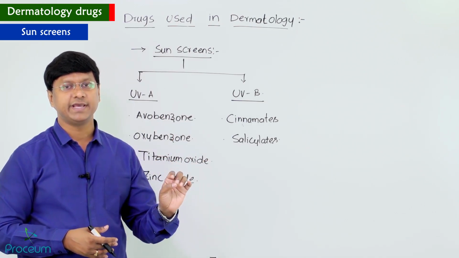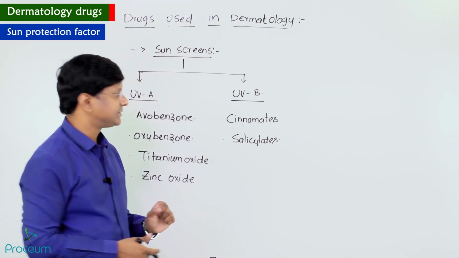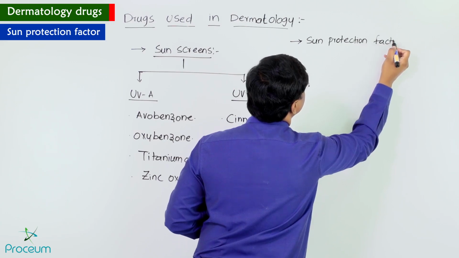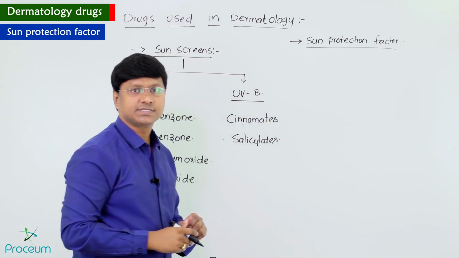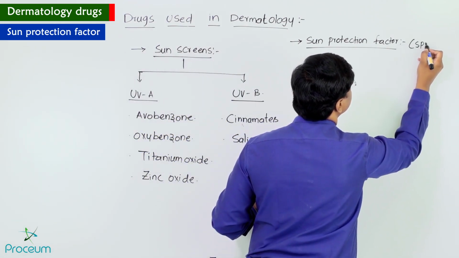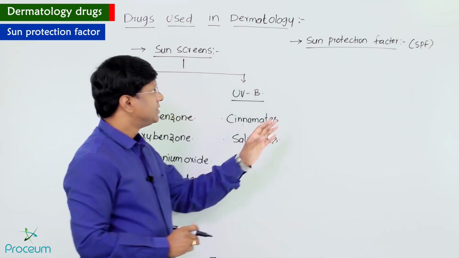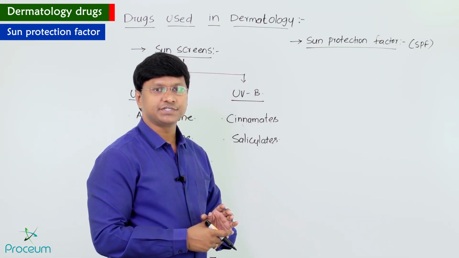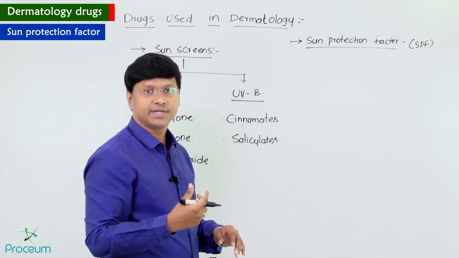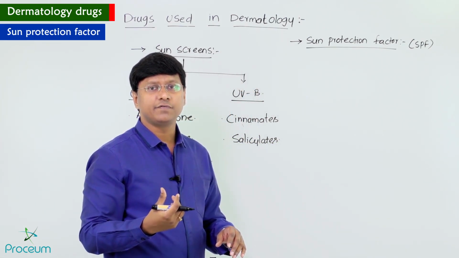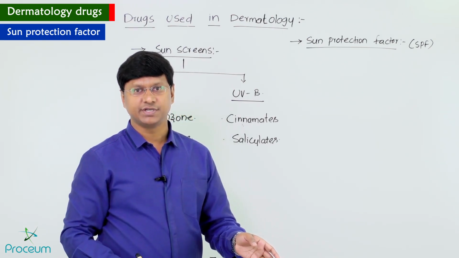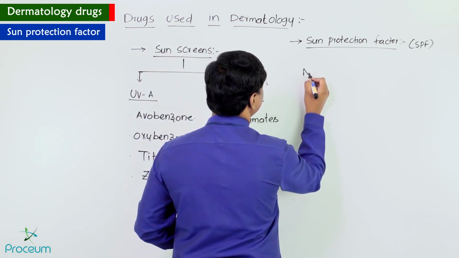Now, we have an entity which tells us the efficacy of these sunscreens, and that entity is called the sun protection factor, given by the terminology SPF. It is defined as a ratio, the ratio of the erythema produced on the skin with sunscreen and without sunscreen.